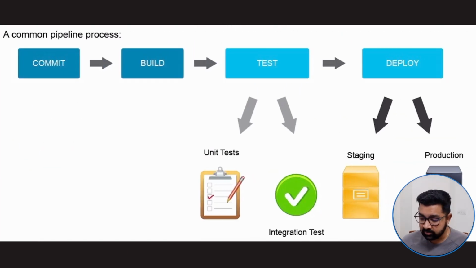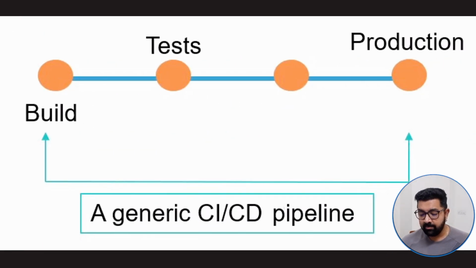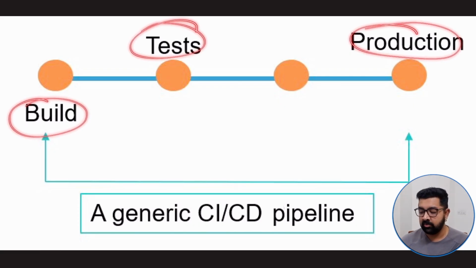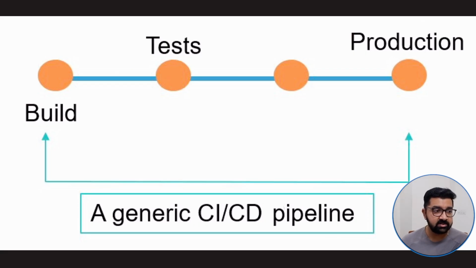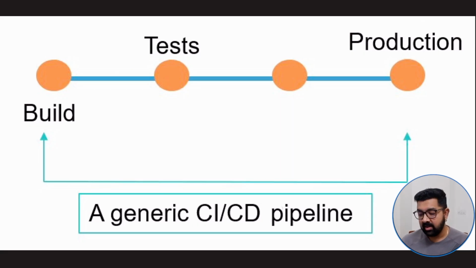And you can also see that after the build, when you go to the test environment, you can have your unit test and your integration test, and once they are passed, then the deployment can happen maybe on your staging environment or on your production environment, and so on. When the pipeline runs, it goes through all this process of build, test, and then deployment to production. That's how a generic CI/CD pipeline looks.